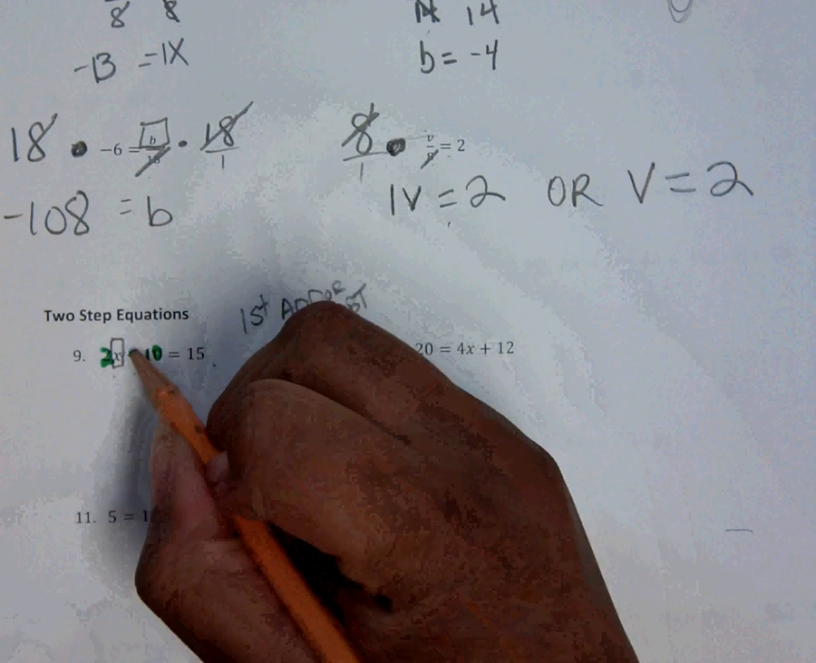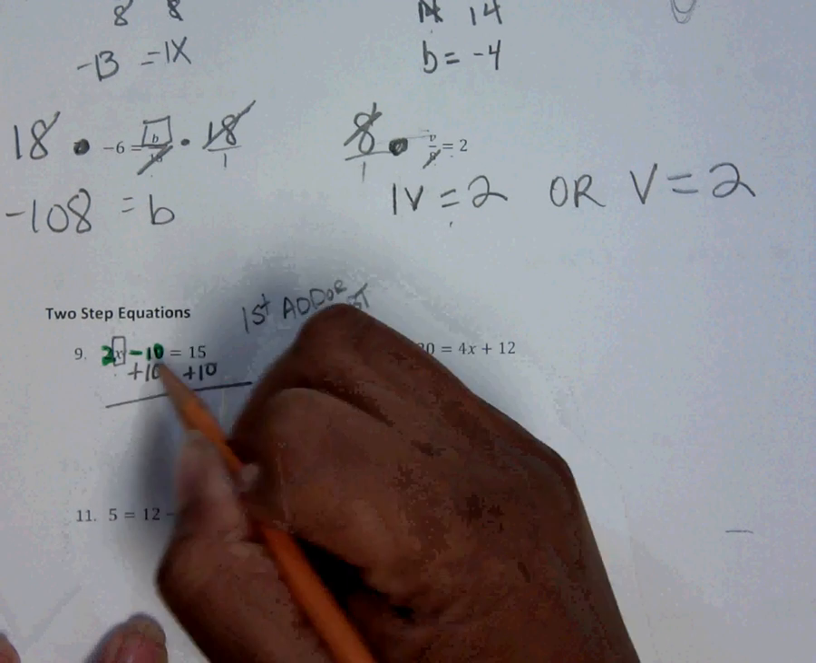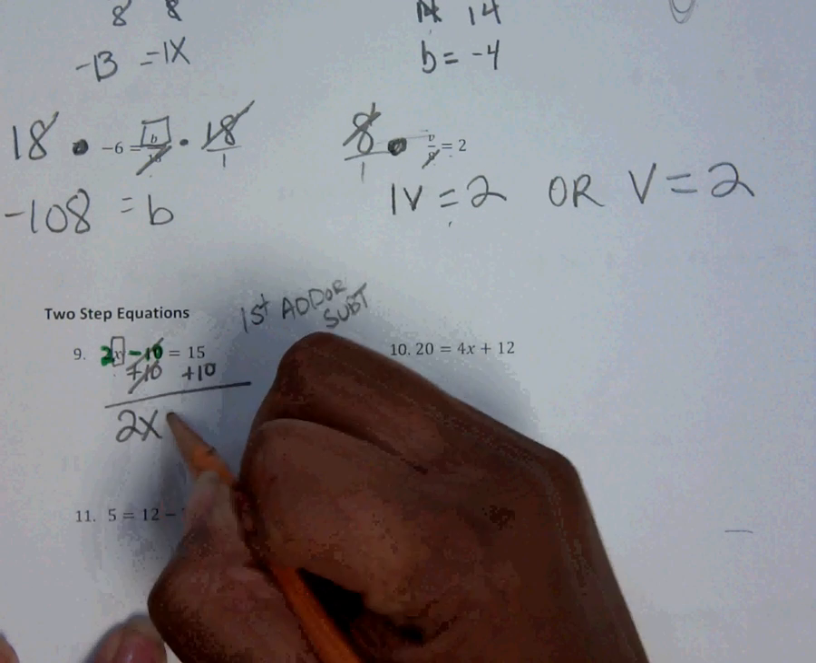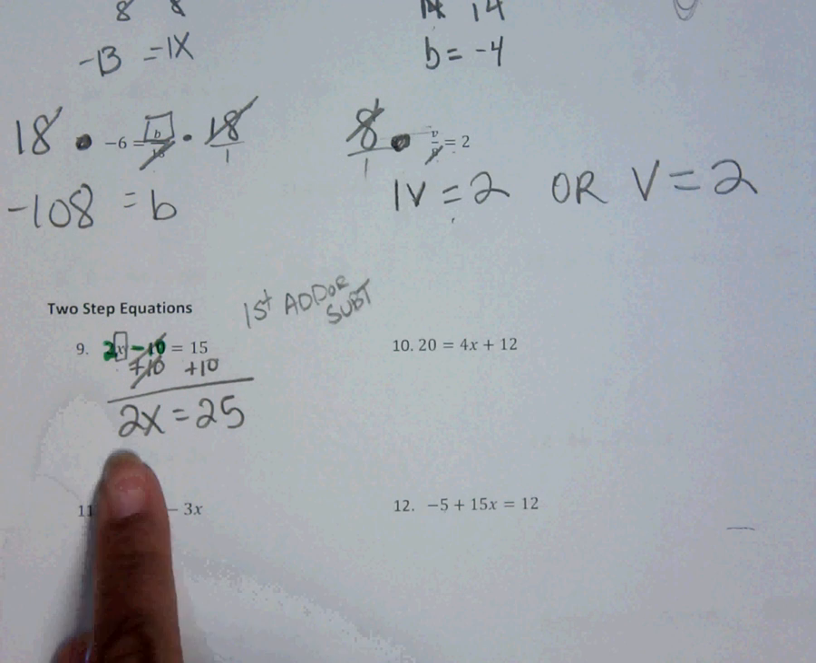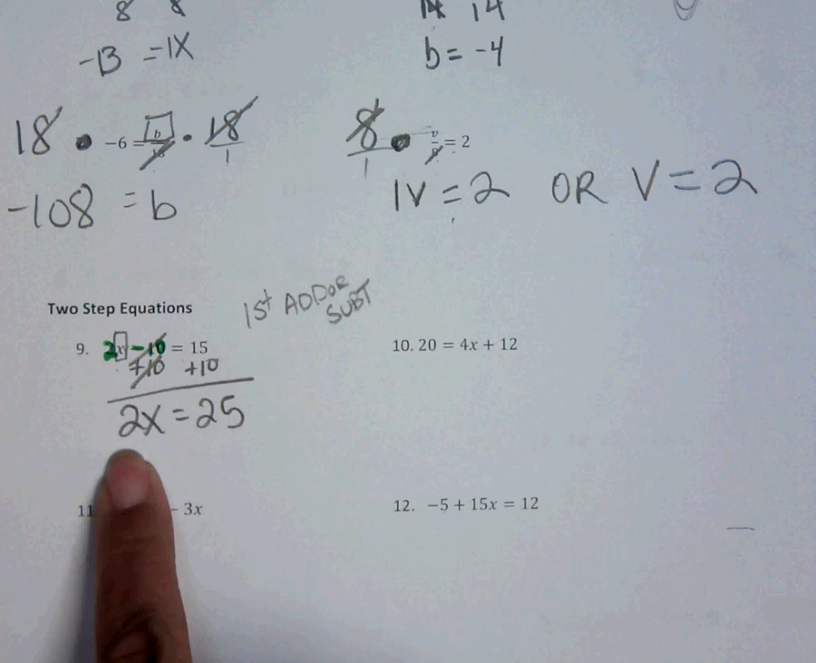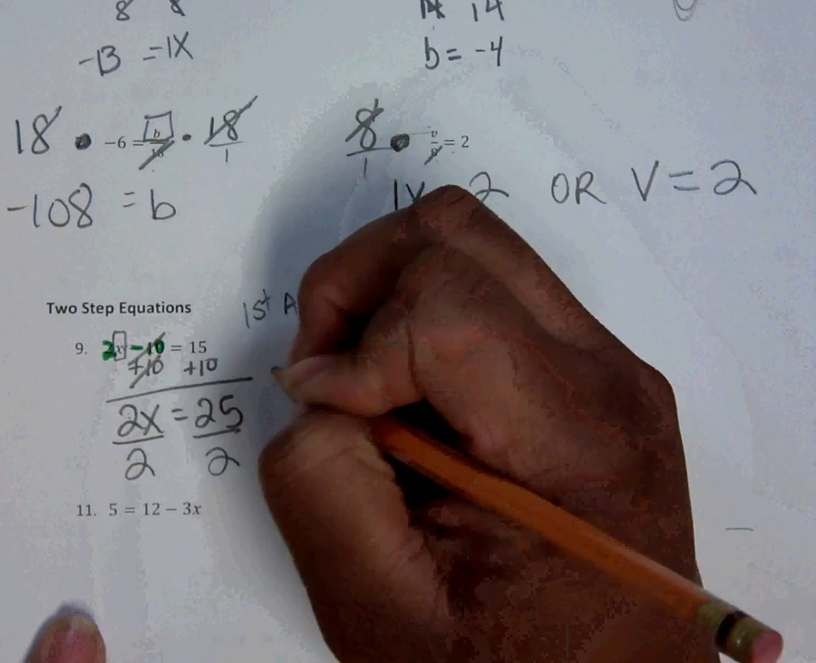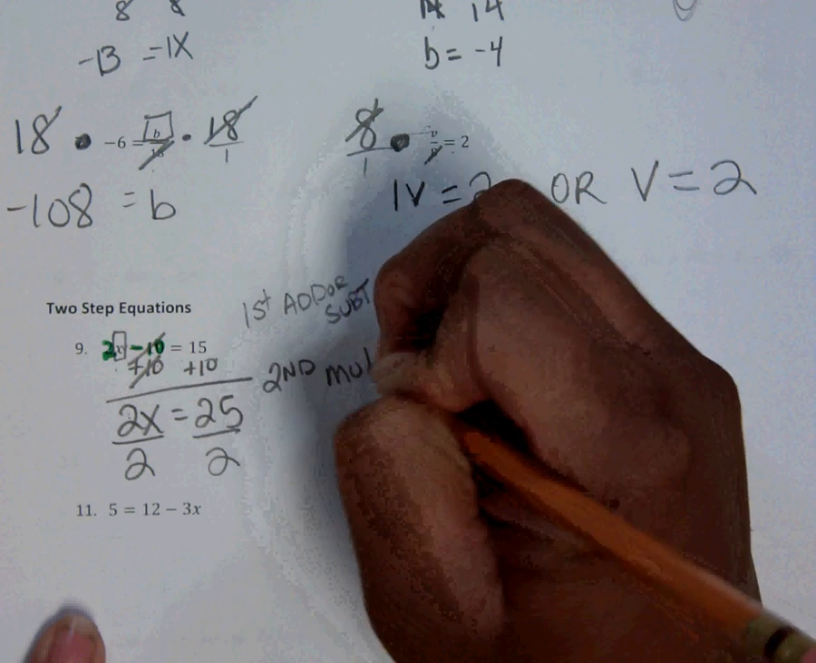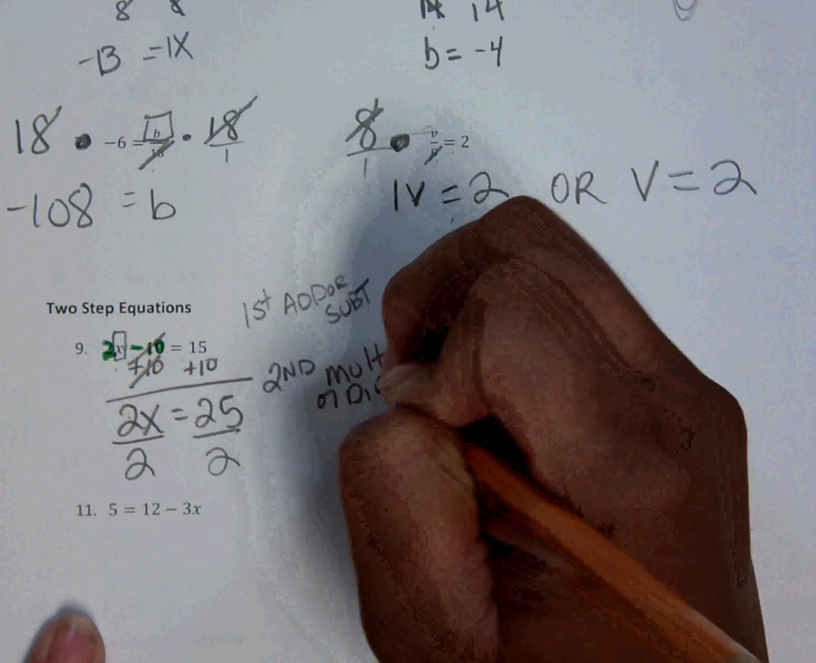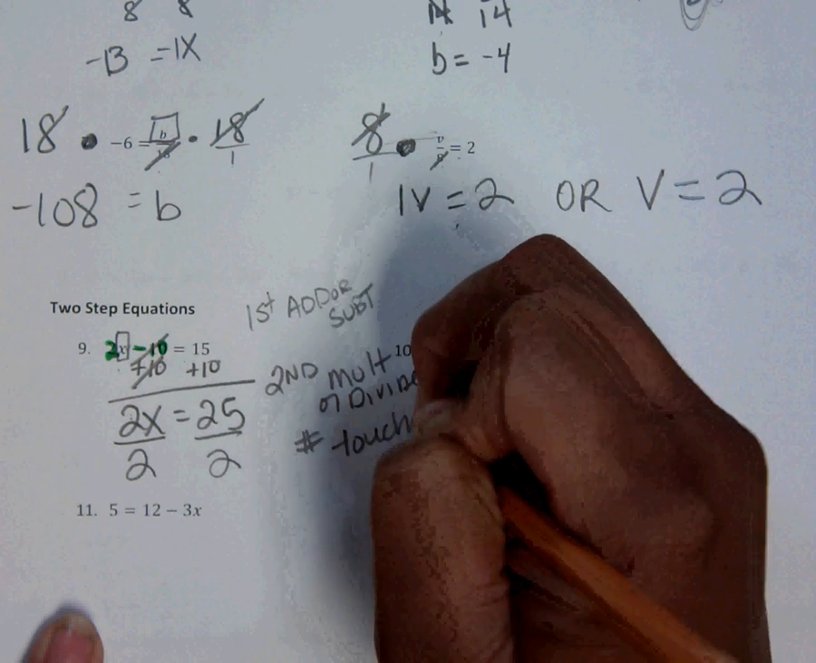So I do the opposite of minus 10, which is plus 10. Cancel, cancel. I'm left with 2x. Now, how do I get rid of the 2? Well, we divide, because that's multiplication. And I do this step last. So second, you are going to multiply or divide the number that is touching the letter.